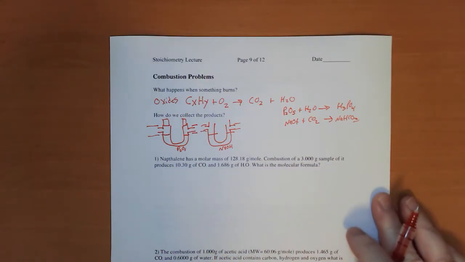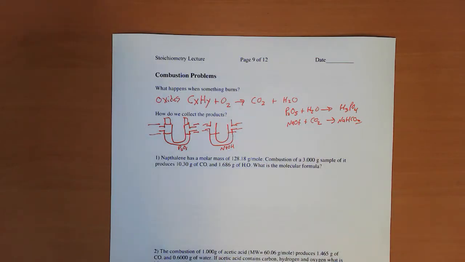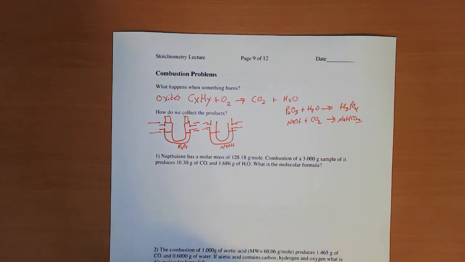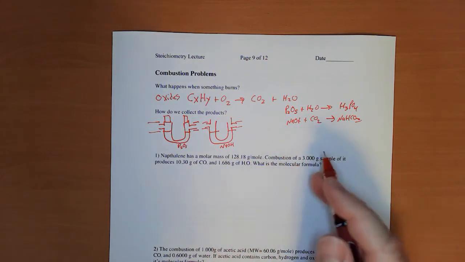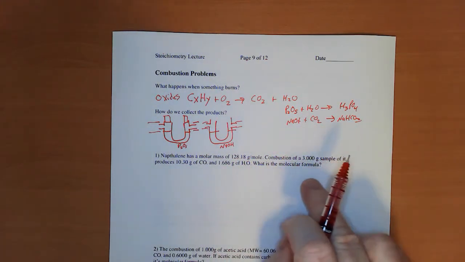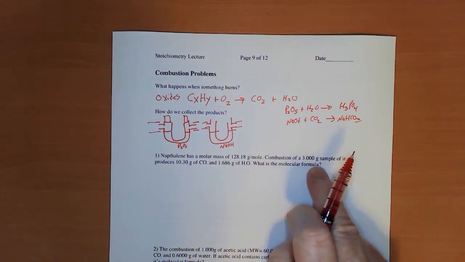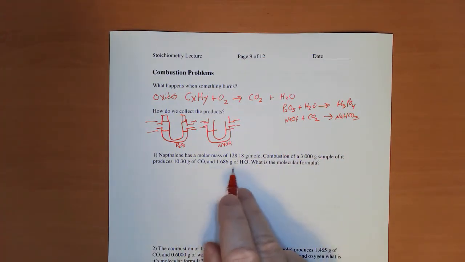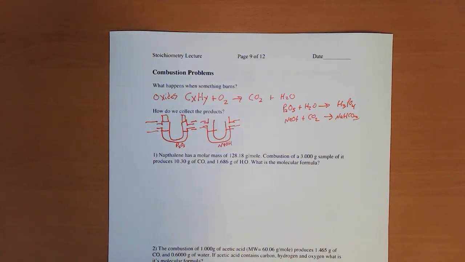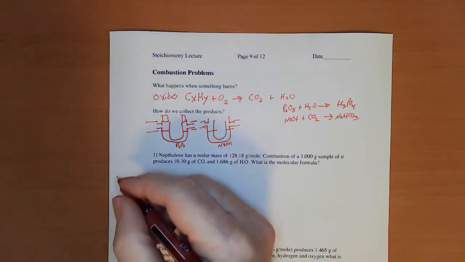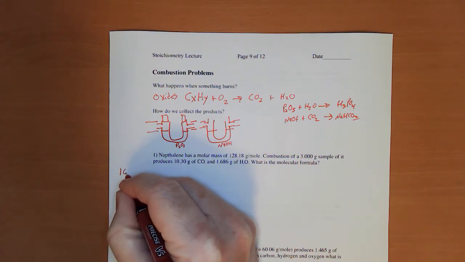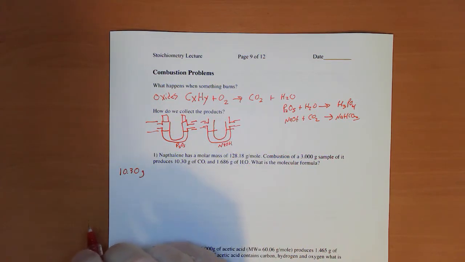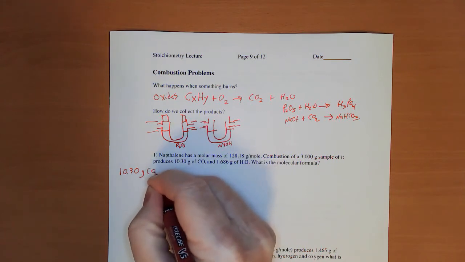Now, typical problems involved here. Naphthalene, you've got a molar mass of 128.18. Combustion of a 3.000 gram sample of it produces 10.30 grams of CO2 and 1.686 grams of H2O. What's the molecular formula? Let's go with an approach that we all understand, the classic roadmap, 10.30 grams CO2.